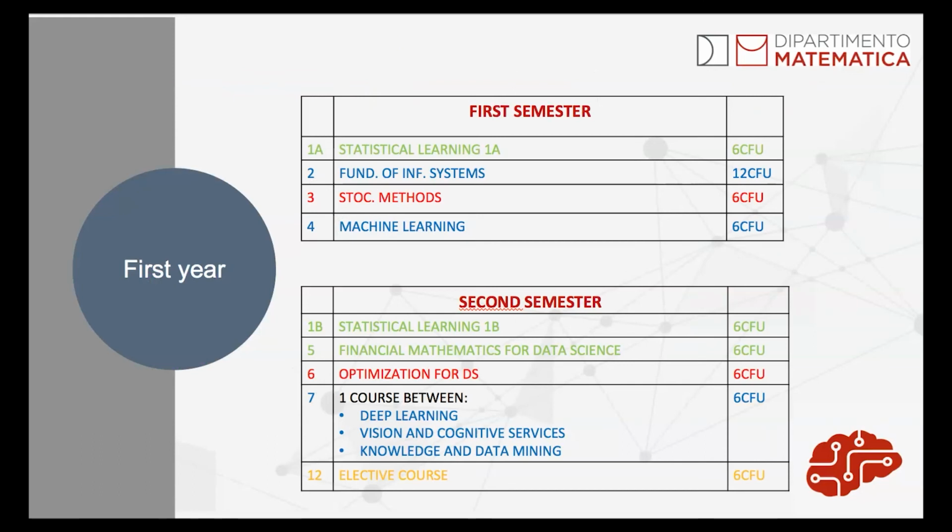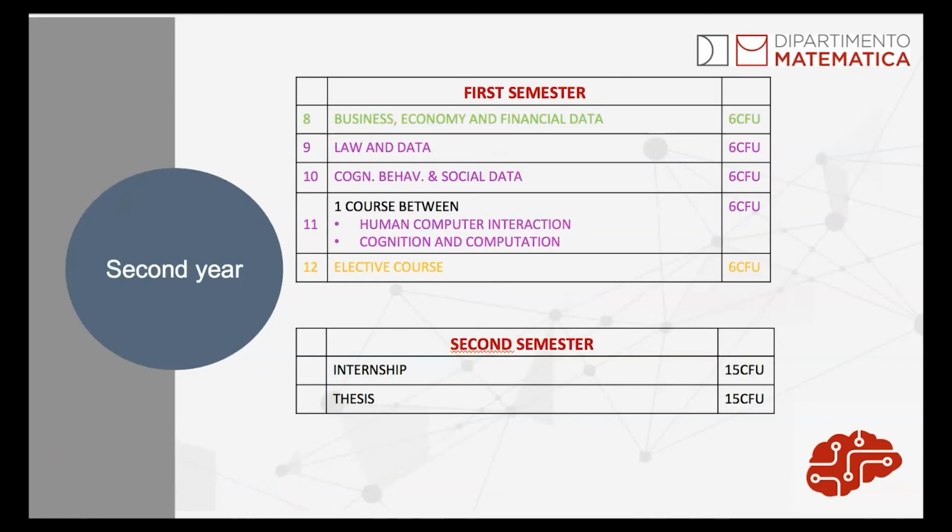This is the organization for the first year. They have to take courses in statistical learning, foundational information systems, stochastic methods, machine learning, statistical learning. This is the second semester of the first year, and the second year again will cover these topics which are listed here in the first semester, while in the second semester they will work on the project and around having an internship.